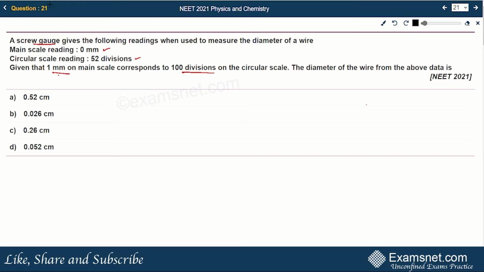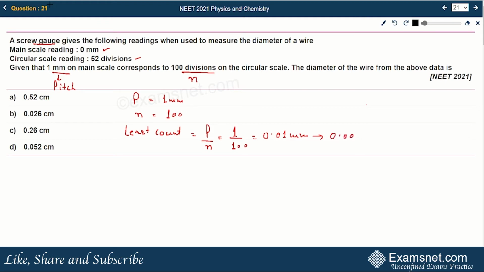So here this 1 millimeter is the pitch of the screw gauge. And number of circular divisions, that is N, is 100. So we have, let's write it down. Pitch of the screw gauge is 1 millimeter, whereas number of circular divisions N is 100. So how do we find the least count? Least count is equal to pitch divided by number of divisions on circular scale. That means 1 divided by 100. So it comes out to be 0.01 millimeter. Now if we convert it into centimeter, we'll get 0.001 centimeter, right? Why? Because all the options are given in centimeter, therefore I am converting it into centimeter, right?